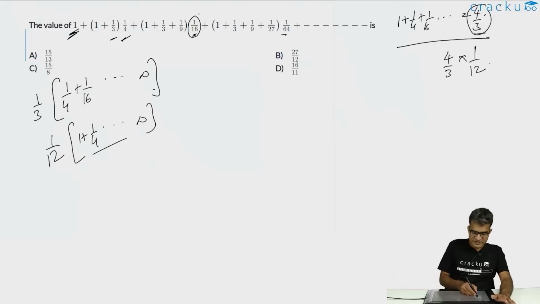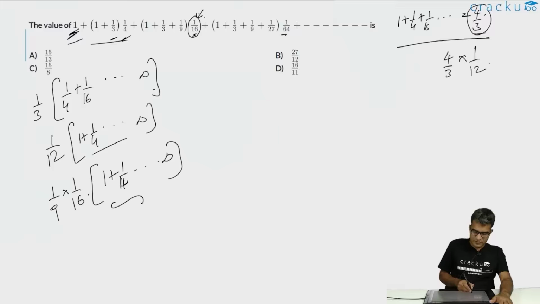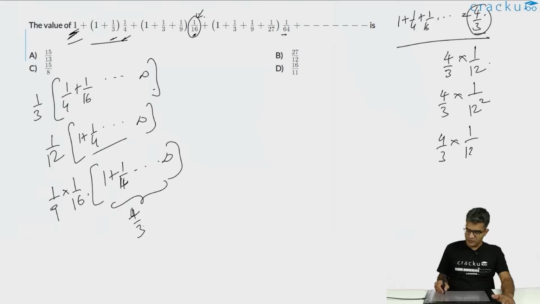1 by 9 is not present in the first bracket or in the second bracket. It is present only when the coefficient is 1 by 16. So for 1 by 9, you have to take 1 by 16 out, and again you are going to get 1 plus 1 by 4 plus dot dot dot till infinity, which is again equal to 4 by 3. So the contribution of 1 by 9, the third term, will be 4 by 3 into 1 by 12 square. The contribution of the next one will be 4 by 3 into 1 by 12 whole cube.